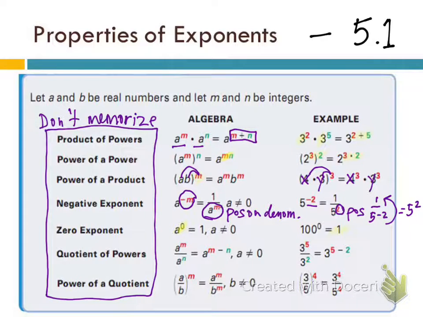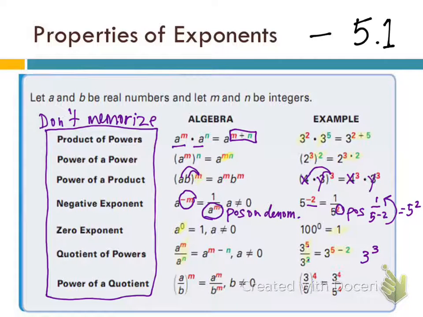Quotient of powers, so if you have the same term on the top and the bottom, you're just going to reduce or simplify your exponents. So if you have 3 to the 5th over 3 squared, it is like saying 5 minus 2, or 3 cubed, 3 to the 3rd power. So you're just taking 5 minus 2.